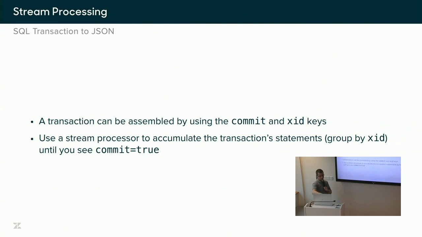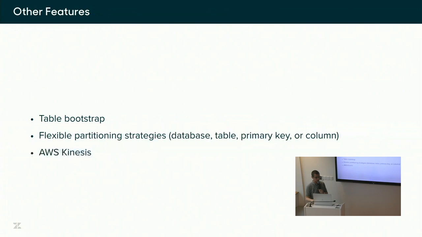So by using the commit and the XID keys, which is transaction ID, you can use the stream processor to accumulate the data and basically group them by a transaction ID until you see a commit true flag. So this way you can get the whole SQL transactions.